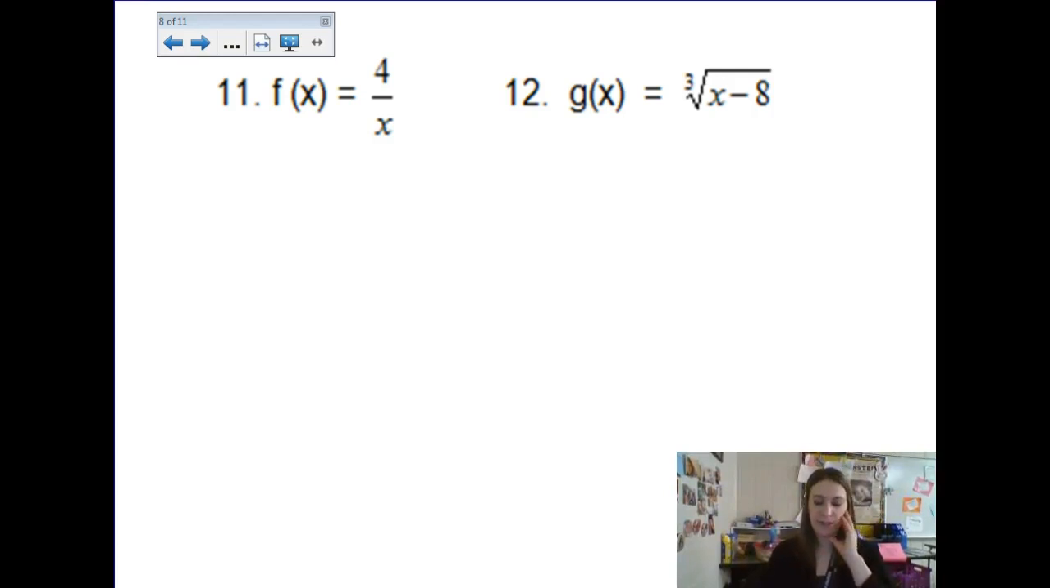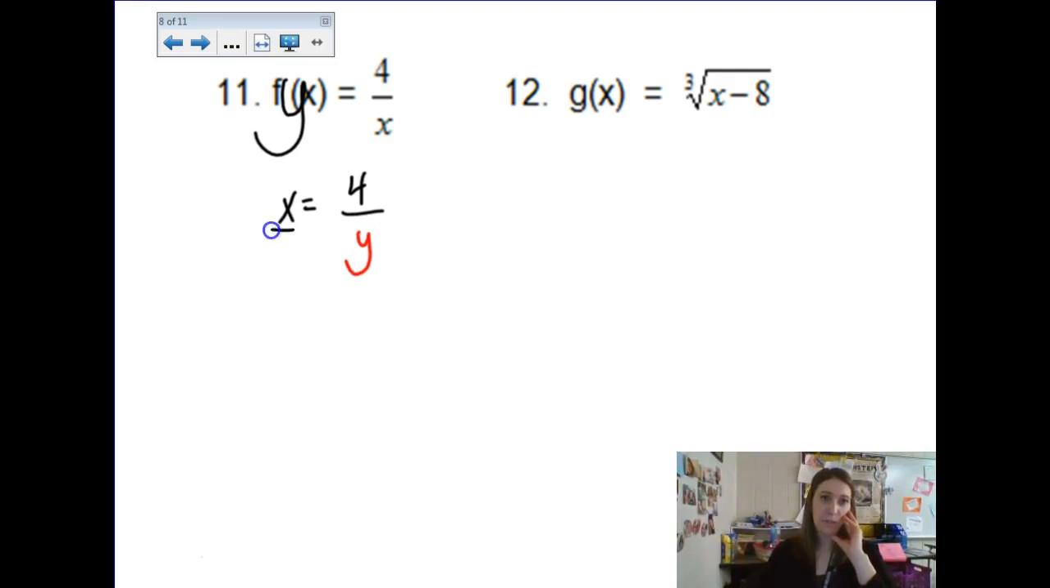Alright, I'm going to look ahead and see if there's... oh, you know what? I would like to look at number 11. This is a nonlinear function. But same idea, f of x is fancy talk for y. So when I go to find the inverse, I switch out the x and y. And then I still want to solve for y.